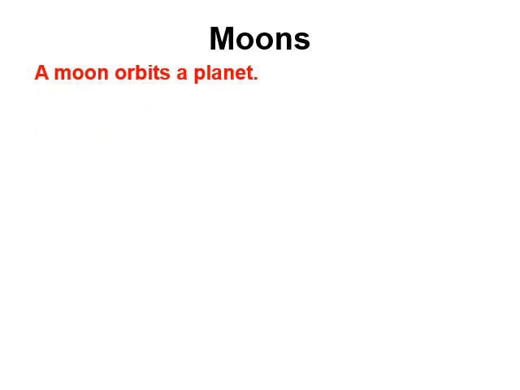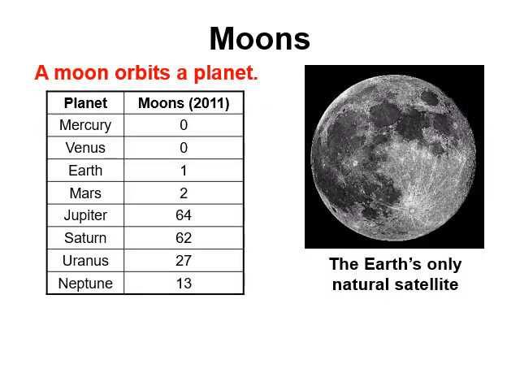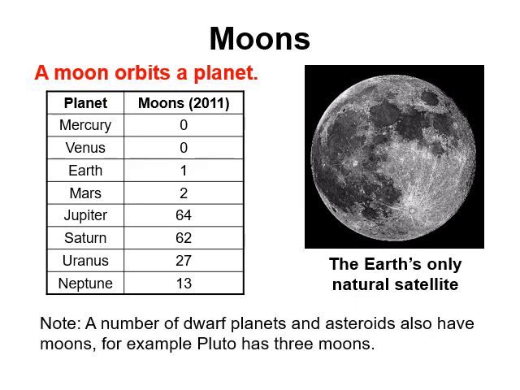Then we have the moons. Okay, so a moon orbits a planet. And you can see from the table here that Earth has its 1 moon, which we call very creatively the moon. Mars has 2, Jupiter has quite a number, 64, Saturn has 62, Uranus has 27, and Neptune has 13. Okay. A number of dwarf planets and asteroids also have moons, but they're still dwarf planets. For example, Pluto has 3 moons.